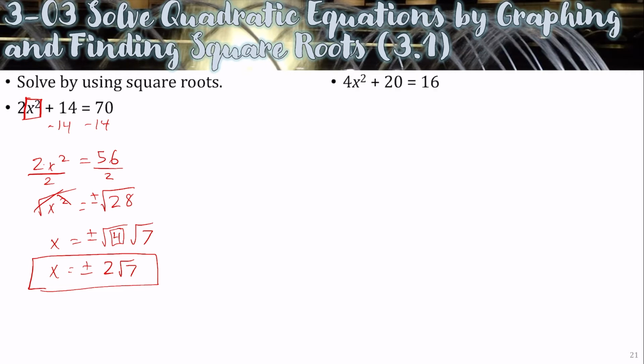Why don't we pause this and try this problem? Again, there's just an x squared, so I can solve by doing square roots. Get everything away from it, so subtract the 20.